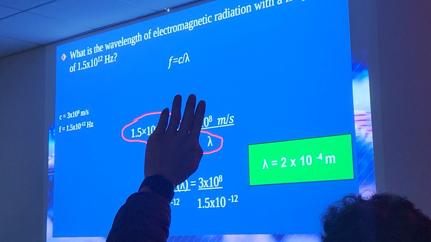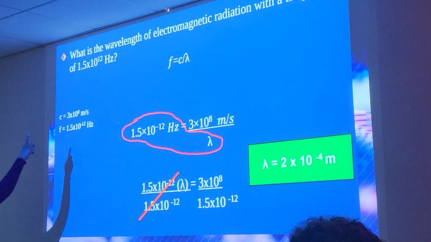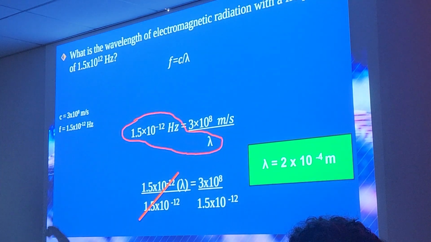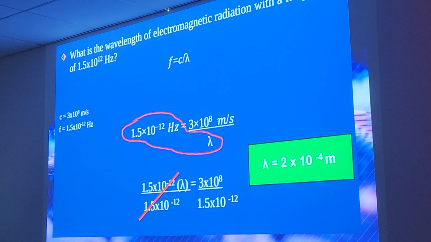Miss Bonilla, where did the negative 12 come from? Oh, that's a typo up there. It should say negative 12 up there. Okay, I was kind of lost on that.